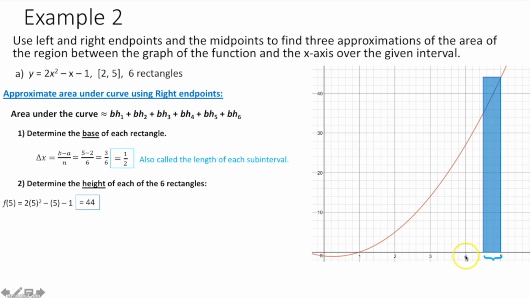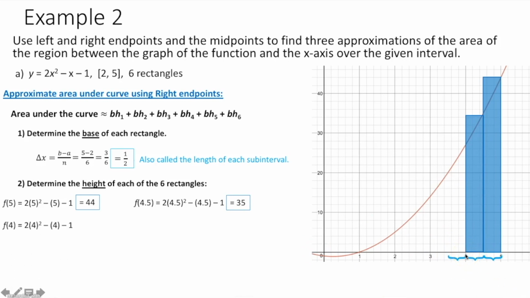My second subinterval goes from 4 to 4.5. I have to plug in the right endpoint, which is 4.5, to the function. I get a height of 35 units. My third subinterval goes from 3.5 to 4. I have to plug in 4 because it's the right endpoint on that subinterval. I end up getting a corresponding height of 27 units.